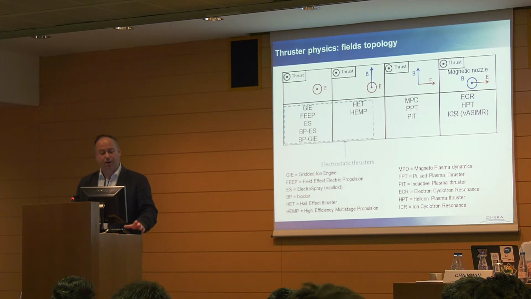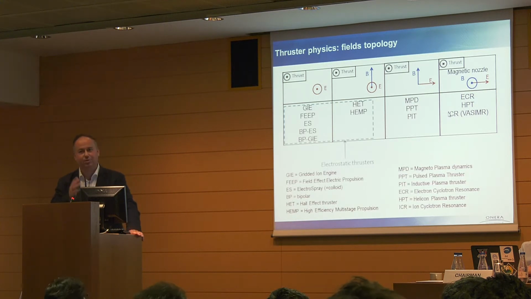So here is where I call electrostatic thruster, so we can discuss the definition of a Hall effect thruster, but basically in a Hall effect thruster, like in the other thrusters in this column, you put 300 volts and you have 300 volt ions at the end. It is in this sense that it is electrostatic.